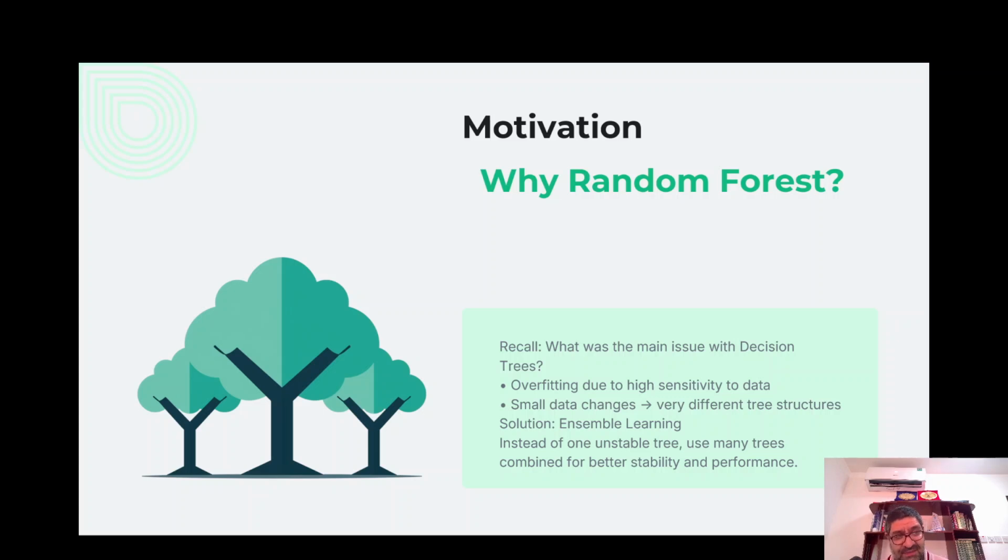So we have seen the single decision tree before, but random forest is a combination of multiple decision trees. Instead of one unstable tree, we use many trees combined for better stability and performance. We are using multiple trees, not a single tree. So definitely it is going to give us better performance and stability compared to a single decision tree, which we used to have before in the decision tree classifier.